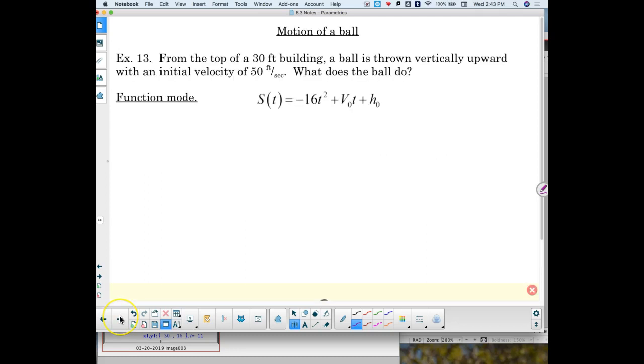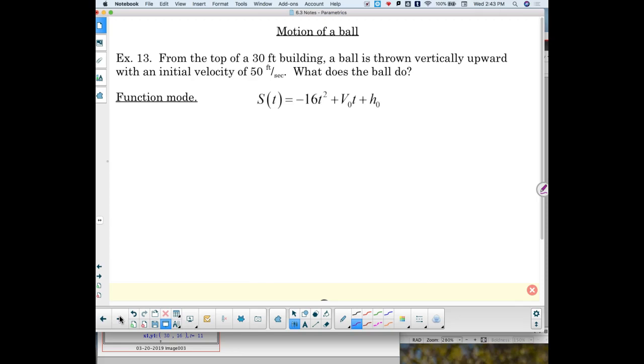Okay? So let's do that. Let's vertically launch a ball. We're going to stand at the top of Wausau West at its highest point. It's about 30 feet in the air. Actually, a little bit more than that, but we'll say it's 30 feet in the air. And I am going to throw this ball straight up, and I'm going to launch it with a velocity of 50 feet per second. Boom, throwing it straight up.